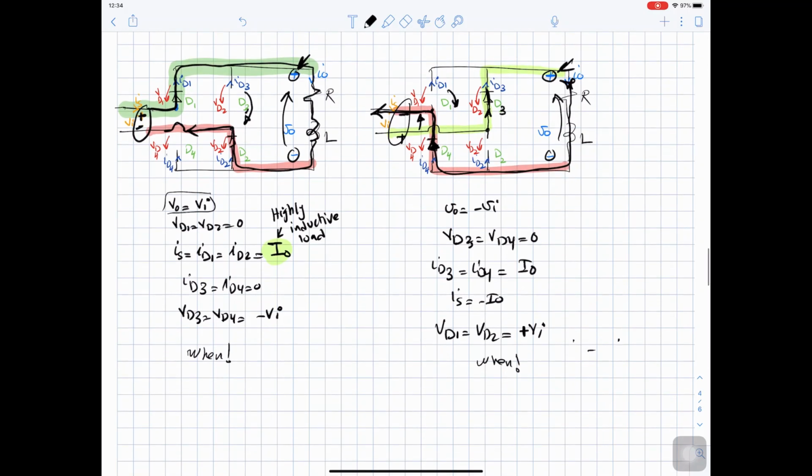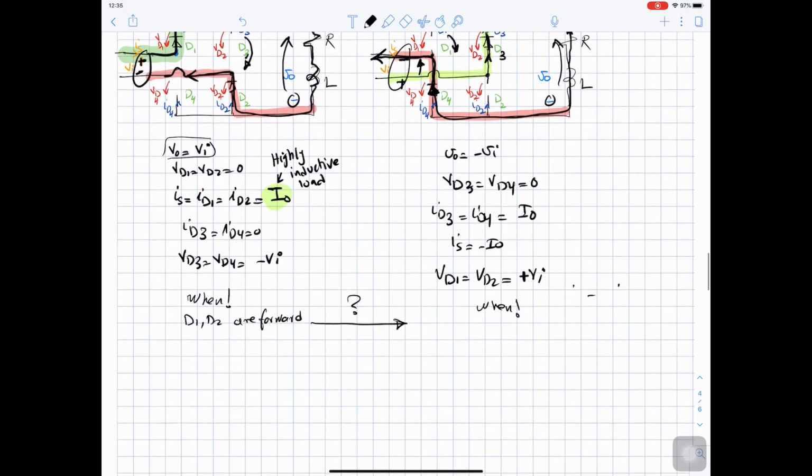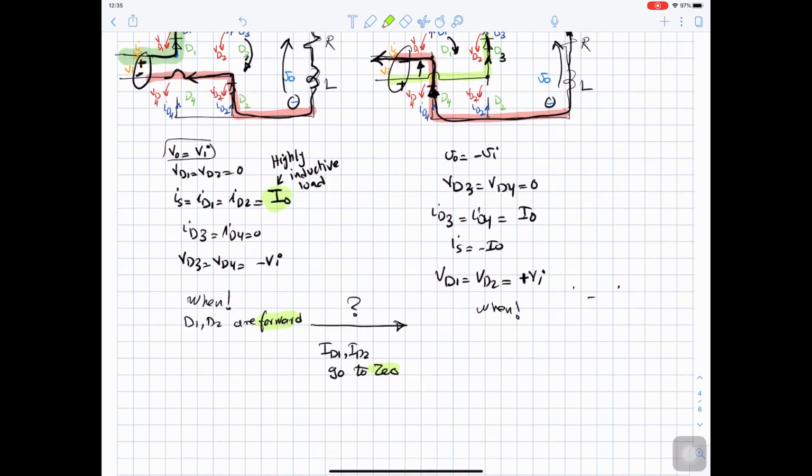So these rules will be applied when diode 1 and diode 2 are forward, and we will move from here to here. This is a condition when I diode 1 and I diode 2 go to 0. So the condition for the diode to turn off is that I diode goes to 0. So to turn on, it has to be forward, and to turn off, its current has to go to 0. These are the conditions that we follow to move between the two cases.